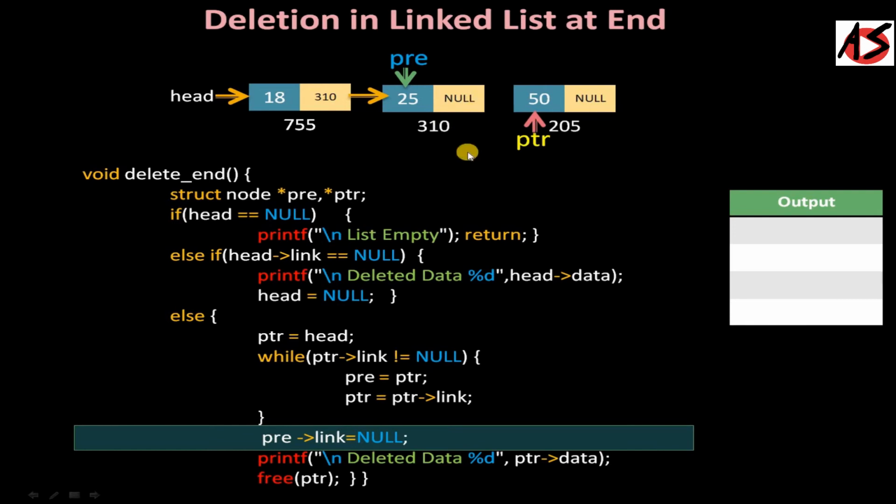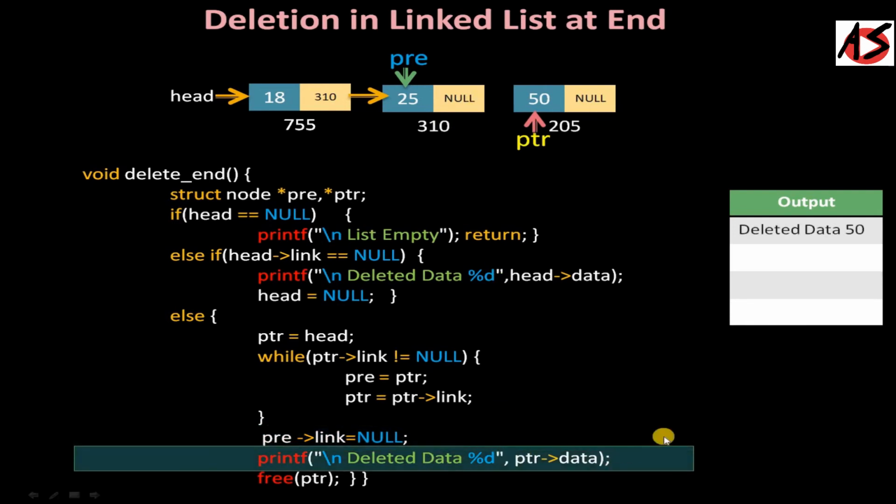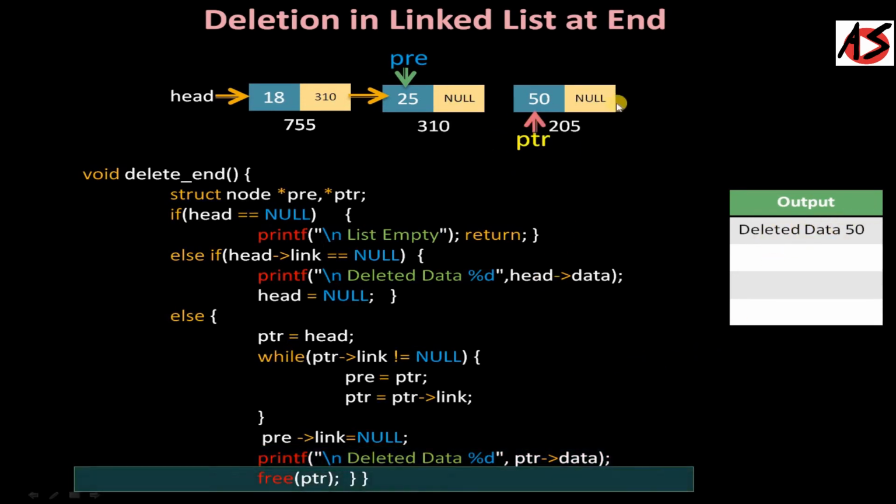Then we are printing the deleted data. So here you can see deleted data 50 is printed in the output window. Now we will free the memory. So you can see here memory is released. So this is the deletion of the last node from the linked list.